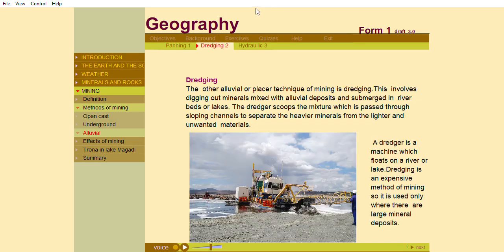Dredging. The other alluvial or placer technique of mining is dredging. This involves digging out minerals mixed with alluvial deposits and submerged in riverbeds or lakes. The dredger scoops the mixture, which is passed through sloping channels to separate the heavier minerals from the lighter and unwanted materials. A dredger is a machine which floats on a river or lake. Dredging is an expensive method of mining, so it is used only where there are large mineral deposits.